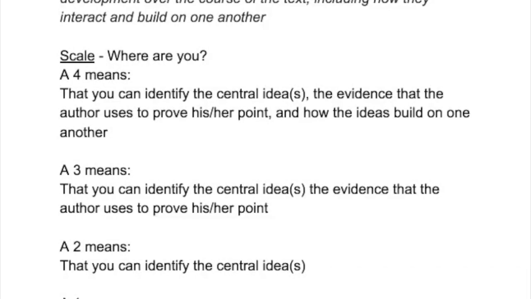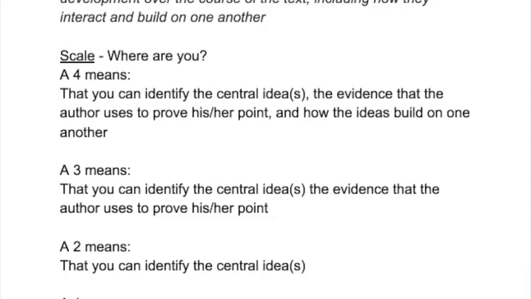Hello and welcome to Tuesday Newsday number 10, where our goal is to determine two or more central ideas of a text and analyze their development over the course of that text, including how they interact and build on one another. At the end of today's lesson, you'll be asked to rate yourself on a scale of 1 to 4. A 4 means you can identify the central idea or ideas, the evidence that the author uses to prove his or her point, and how those ideas build on one another.